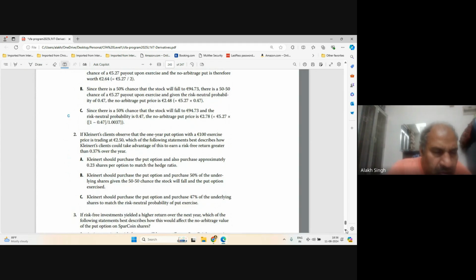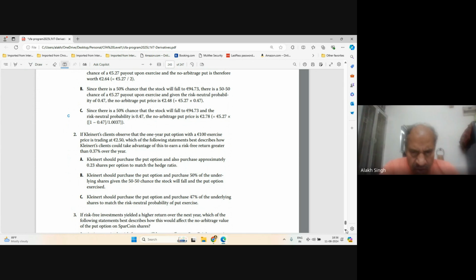If clients observe that the 1-year put option with a 100 exercise price is trading at 2.50, which of the following statements best describes how clients would take advantage of this to earn a risk-free return greater than 0.37% over the year? Let's calculate the put price. We have already calculated it as 2.78. So we know the value of the put is 2.78. So how will they take advantage?